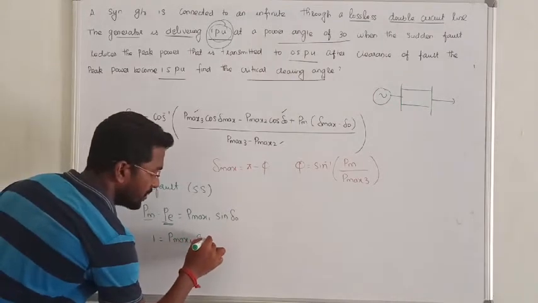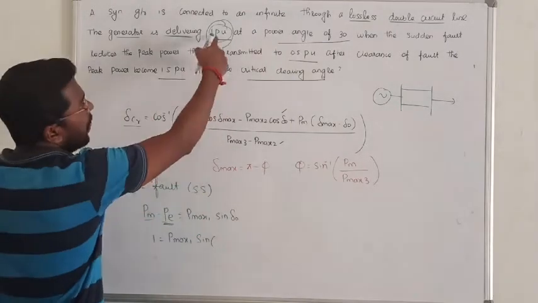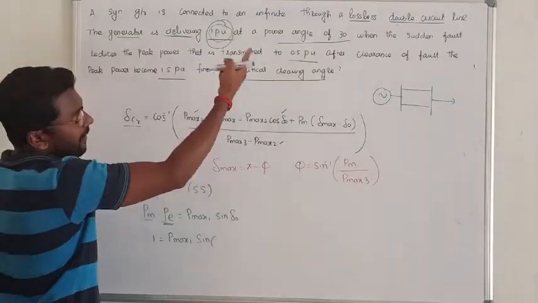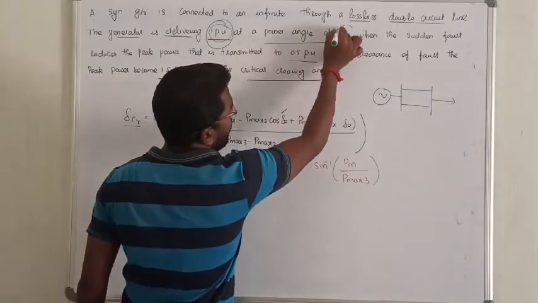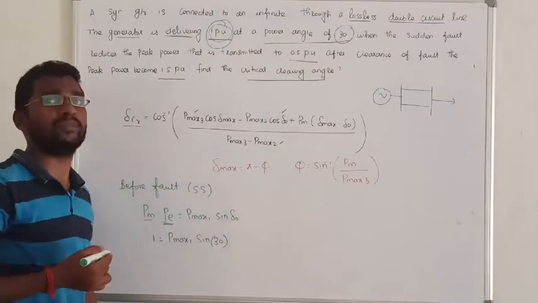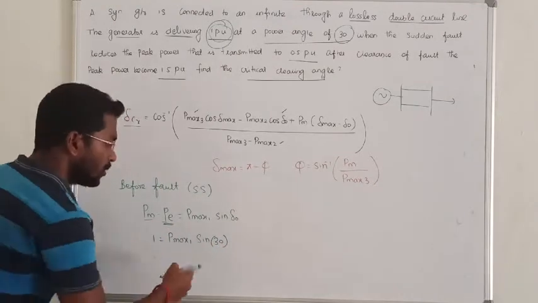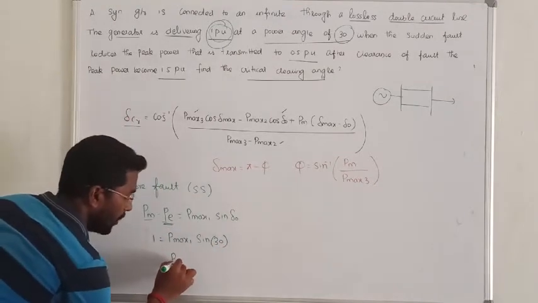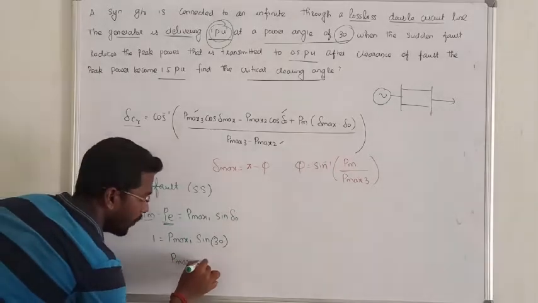what they have given is sin del naught, initial angle, அதாவது 1 per unit power டெலிவரி பண்ணும்போது corresponding power angle has been given, that is 30 degree, right? So that is sin 30. What is the value of sin 30? 1/2, right? So இப்போ sin 30 பதிலா நீங்க 1/2 போட்டீங்க அப்படினா கேஸ் நம்பர் 1 ல maximum power எவ்வளவுன்னு கிடைச்சிரும்.